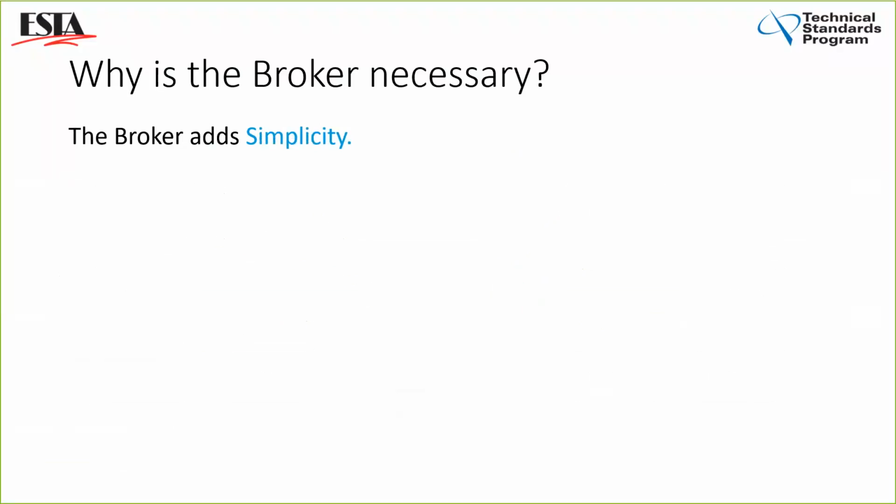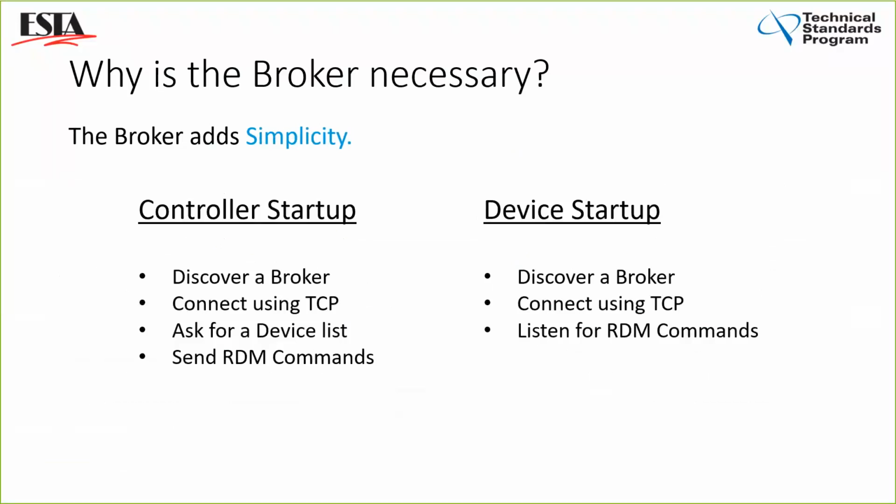And the third value that the broker adds to the RDMnet system is simplicity. So this is more from the perspective of somebody who wants to implement a piece of equipment that uses RDMnet. If you are implementing, for example, a controller or a device, the set of logical steps that that software needs to take upon startup is very simple. Really, in both cases, you just need to discover a broker and connect to it using TCP. If you're a controller, you ask the broker for a device list, and you use that to present that information to the user, and then you start sending RDM commands to get data and change data.